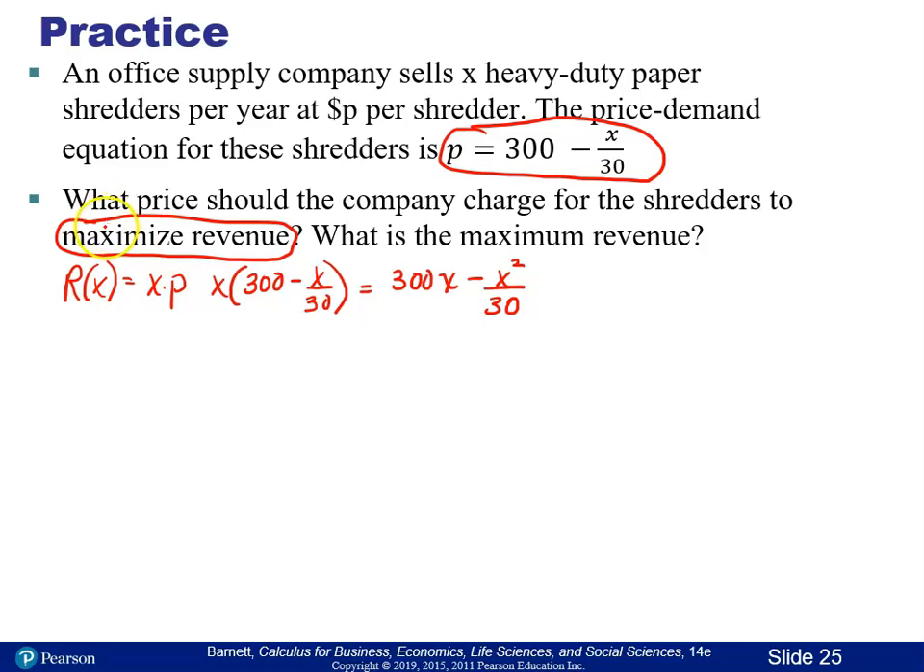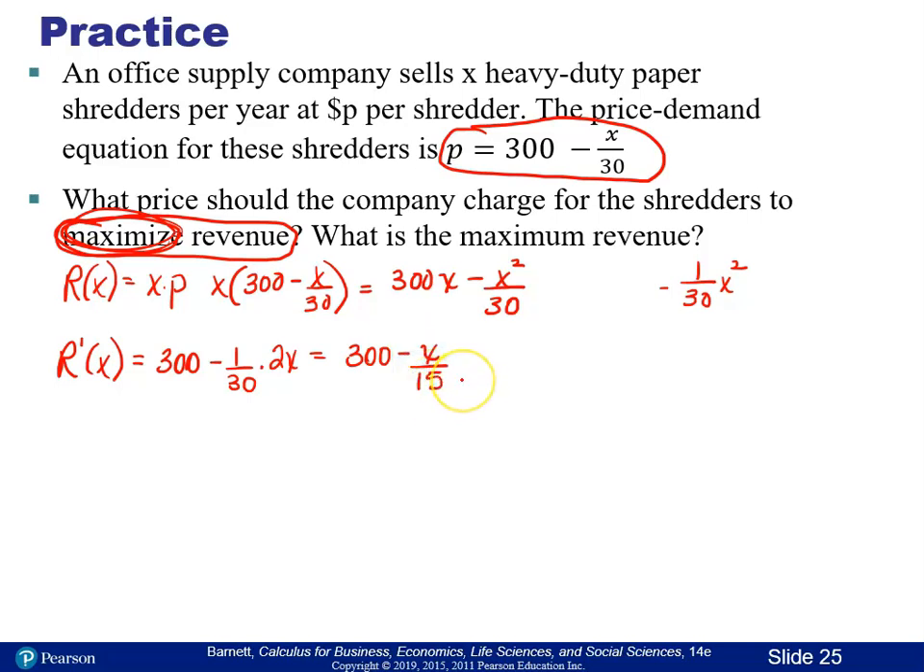We know we want to maximize it. So as soon as I see that word maximize, I know I'm going to be taking a derivative. Okay, so the derivative of 300x is just 300. And then think of this as 1 over 30 x squared. So I'm going to have the negative 1 over 30 and then times 2x. So 300 minus, that will be x over 15.